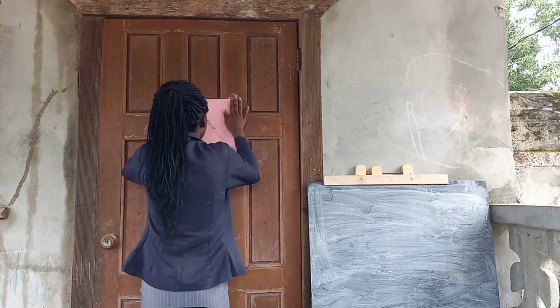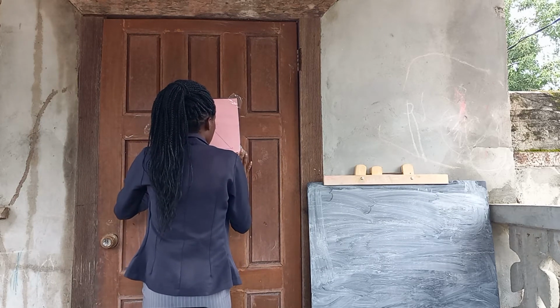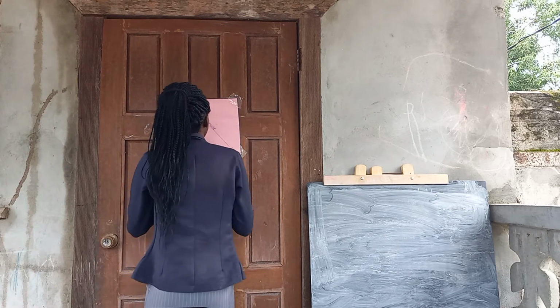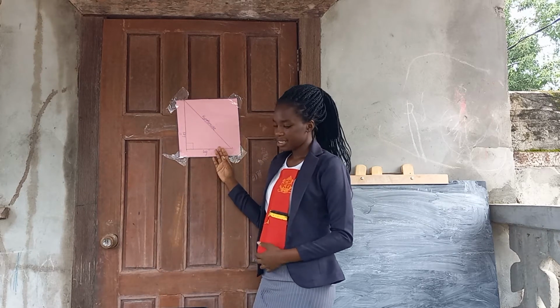Here's a diagram of a triangle. Can everyone see this diagram?